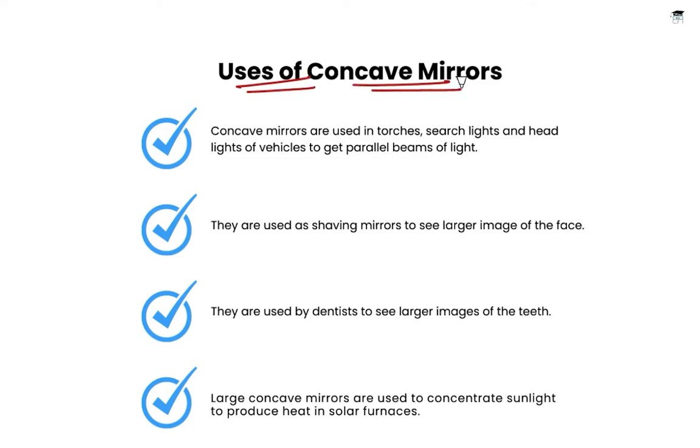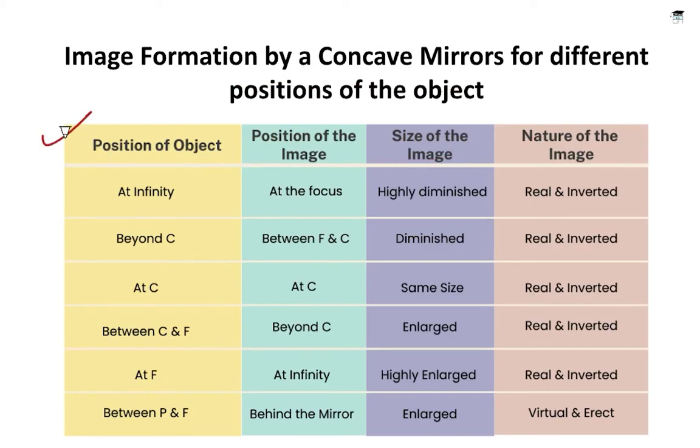So there are multiple uses of concave mirrors. The first one is that concave mirrors are used in torches, searchlights and headlights of vehicles to get parallel beams of light. Parallel beams of light are stronger. It means they won't disperse. So the parallel beams of light can be obtained with the help of concave mirrors. Now you may be wondering how this is going to happen. So just look at this table. This table is going to help you a lot.